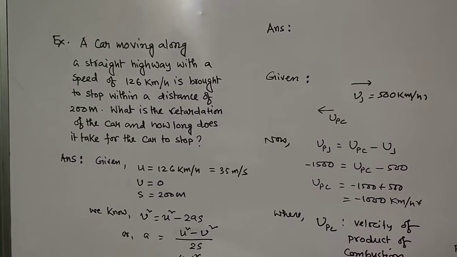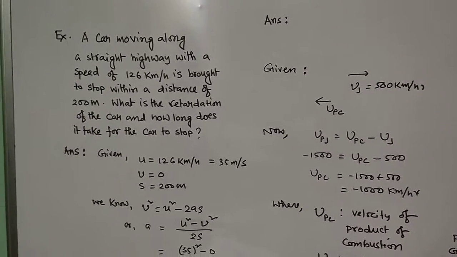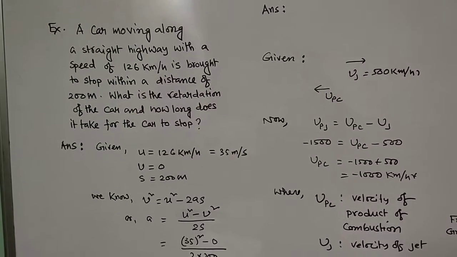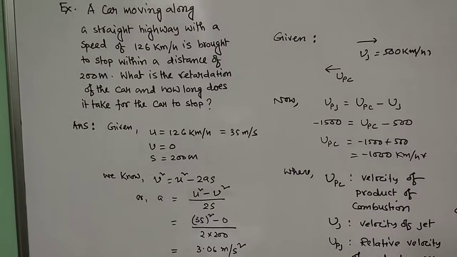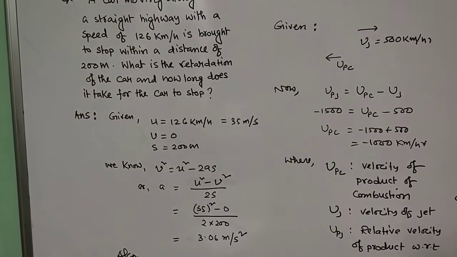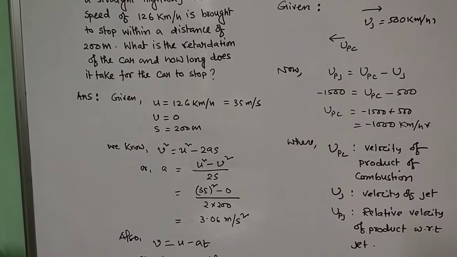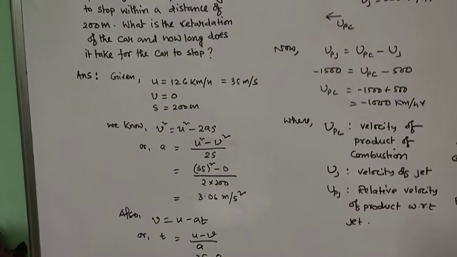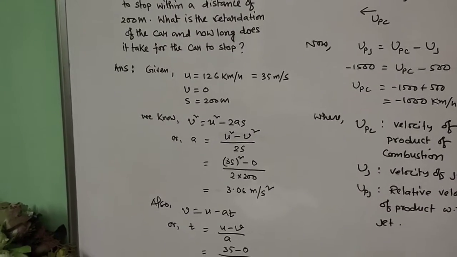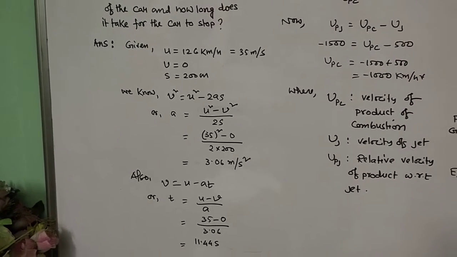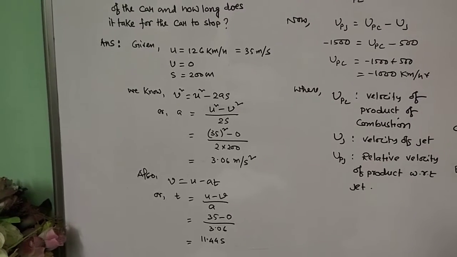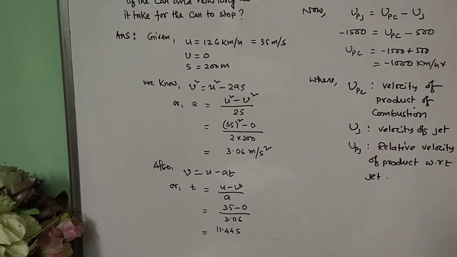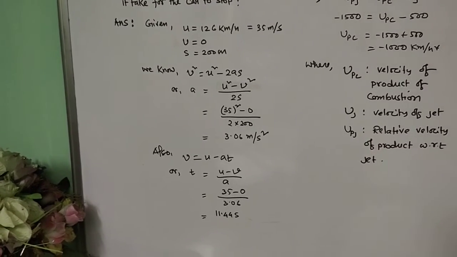So V square equal to U square minus 2aS. So you find out a, U square minus V square by 2S. So U is your 35 and S is your 200. So on simplification, 3.06 meter per second square. It requires time as well, so again use the equation V equal to U minus at. As it is the retardation, that's why we have considered negative. So U minus V by a gives you time. So U is your 35, V is your 0, a is 3.06. It comes out to be your 11.44 second.